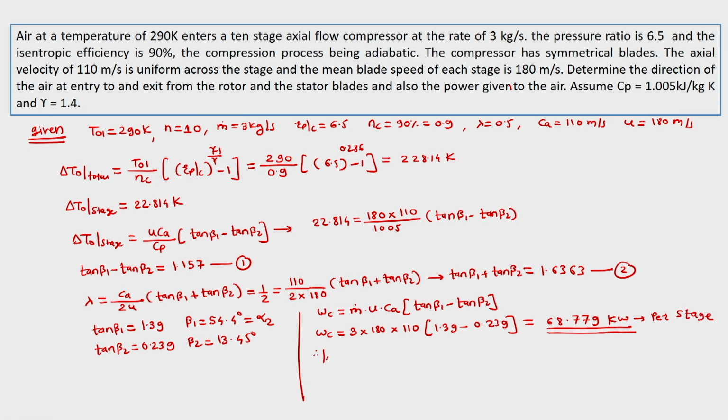Since there are total 10 stages, it is 10 into stage work. So it is 687.79 kilowatt. So this is how we have solved the other example given on the compressor. Having said this, we will see the other examples and other concepts in the other classes. Thank you.